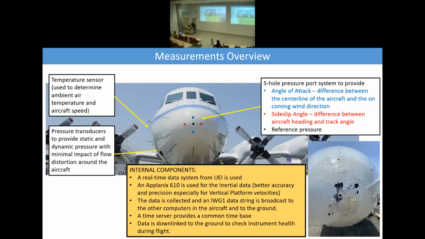We realized that we didn't have much support for the real-time data as part of the initial idea. So I actually became a mini data system operator and did the IWG1 data and broadcast it to the aircraft, and then we downlinked it through the satellite link to the ground. We provided a time server from RSD that was used on most everybody's instruments to get a common network time protocol. And like I say, the data was downlinked.